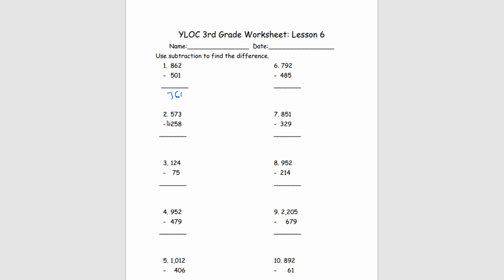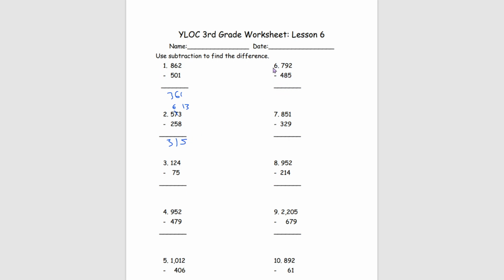For number 2, we're doing the same thing, but this time 3 minus 8 is impossible, so we have to borrow 1 from this 7. This 7 becomes a 6, and this 3 becomes a 13. We have 13 minus 8, which gets us 5. 6 minus 1, which gets us 1. And 5 minus 2, which gets us 3. So our answer for number 2 is 315.